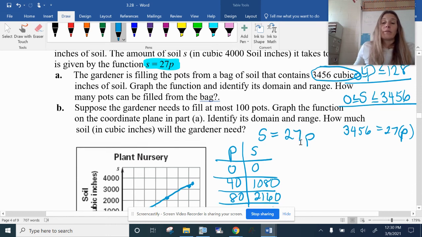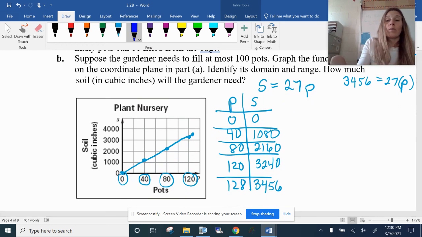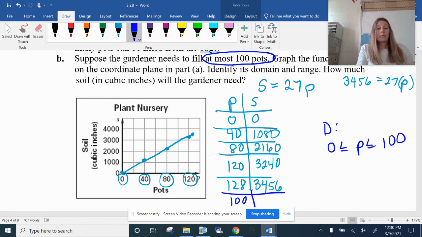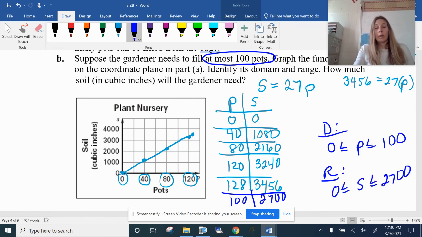Suppose the gardener needs to fill at most 100 pots. So we're now changing the domain to stop at 100. So then if we put the 100 in here, what do we get? 2700. So now our new range would go from 0 to 2700. That's it.